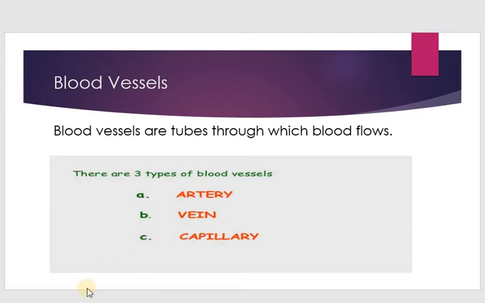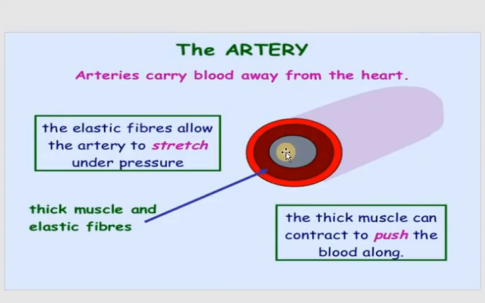First one is artery. I just want to show the structure as well. You can see this is the structure of artery. Arteries carry blood away from the heart. They have thick muscle and elastic fiber. Elastic fiber allows the artery to stretch under pressure. Stretching is very important. And thick muscle can contract to push the blood along. So it has to move blood. So it is made up of thick muscle and elastic fiber.